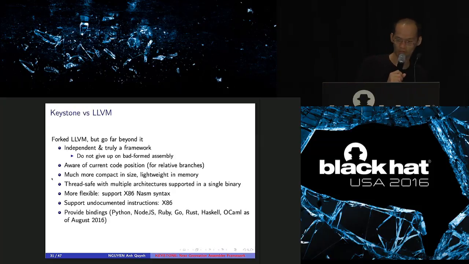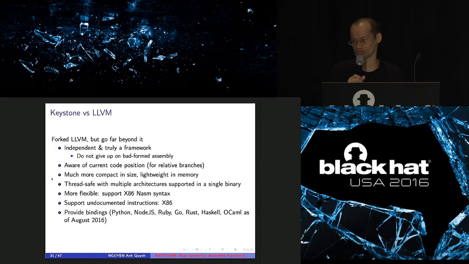Okay, so you compare Keystone with LLVM, you can see that Keystone is actually quite different. First, it is an independent and truly a framework. It can understand the current code position, so it can handle relative branches properly. It's much smaller in size and lower in memory. The size of Keystone is about 10 times smaller than LLVM because I removed everything else that I don't need. It supports non-LLVM syntax. It also supports many undocumented instructions that LLVM doesn't support, and has a lot of bindings.